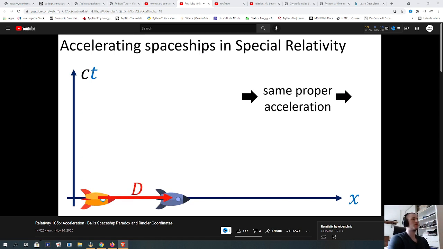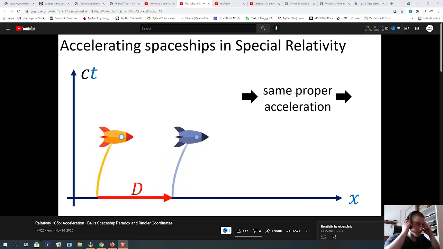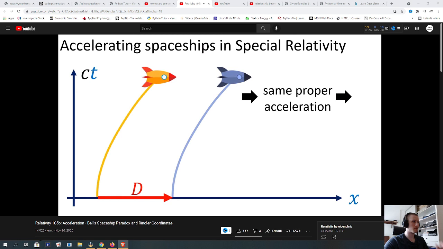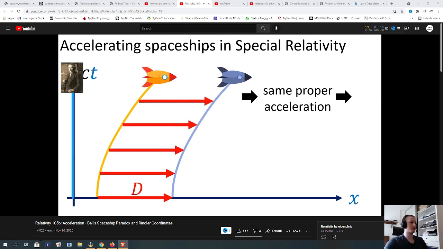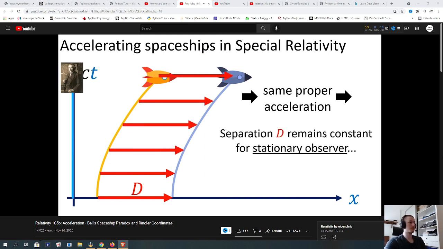If both spaceships start traveling to the right with the same proper acceleration, then their world lines are hyperbolas that are exact copies of each other, with the front ship's world line shifted to the right compared to the back ship's world line. Once again, a stationary observer would see the distance d between the spaceships remain the same throughout their journey. However, this is now special relativity, and distances are now relative.